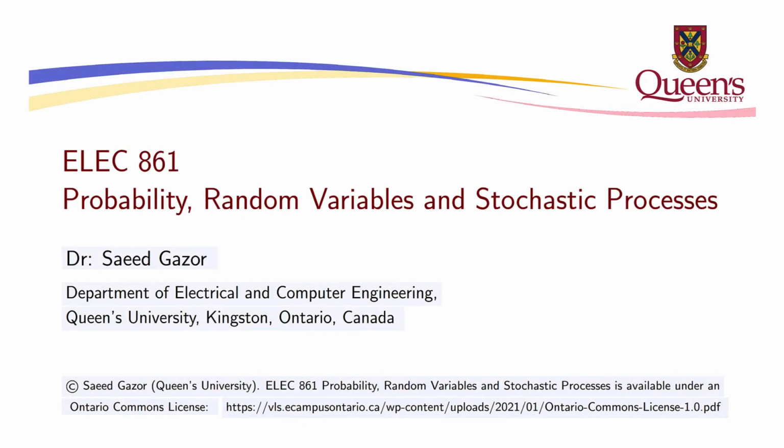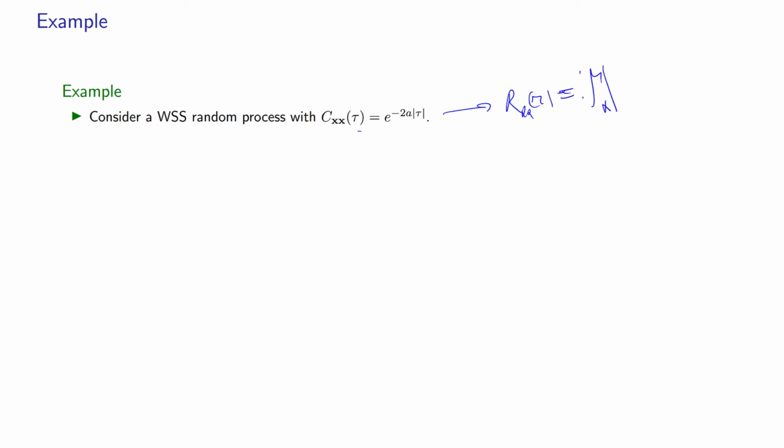An example for this Mean-Ergodic stationary. Consider a random process with the autocorrelation function like that. So remember that from here you can calculate Rx of tau is equal to the mean of x, which should be constant, to the power of 2, plus Cxx of tau. So we have always this relationship.